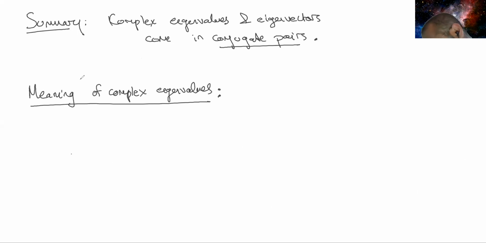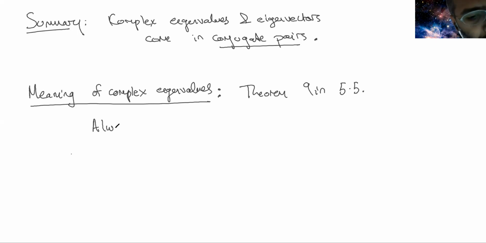Unfortunately, I guess I spent too much time on that permutation thing, and I won't have time to talk much about it. Let me just cite the theorem in the book, which does it. So this is captured in theorem 9 in the book. And roughly speaking, complex eigenvalues always correspond to rotation in a two-dimensional plane.